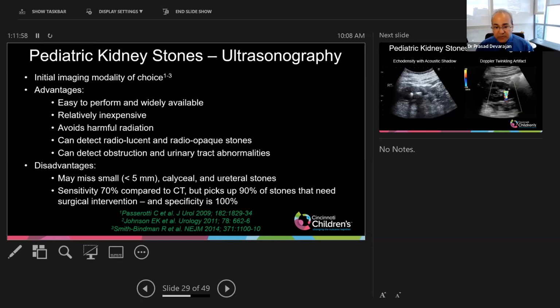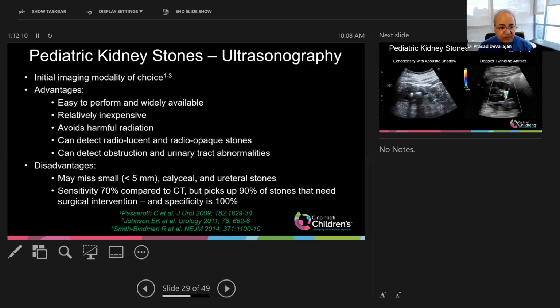CT is almost 100%. But an ultrasound will pick up more than 90% of stones that need surgical intervention. And the specificity is 100%. If you see a kidney stone by ultrasound, that's what it is, and there's no mistaking it. I'll show you a couple of pictures of what ultrasound looks like for kidney stones.